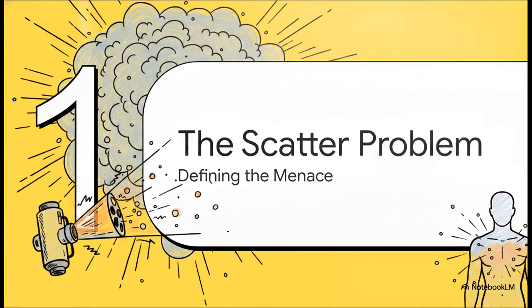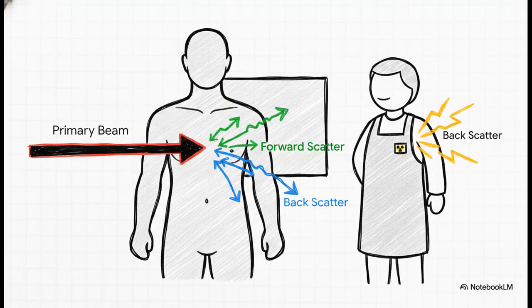Section 1. The scatter radiation problem. So what exactly is scatter radiation? Well, it happens when the primary X-ray beam hits a medium, like say a patient, and completely deviates in both its direction and its wavelength. If it scatters at an angle less than 90 degrees from that primary beam, we call it forward scatter. If it bounces back at more than 90 degrees, that's backscatter.